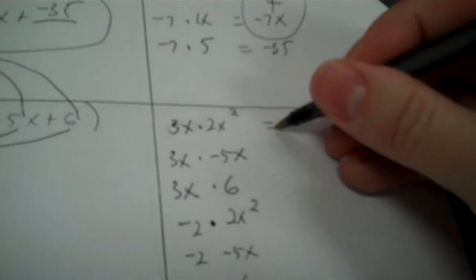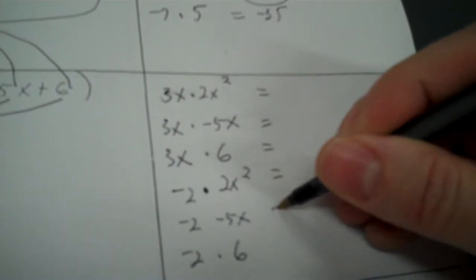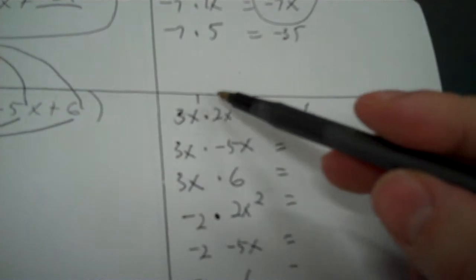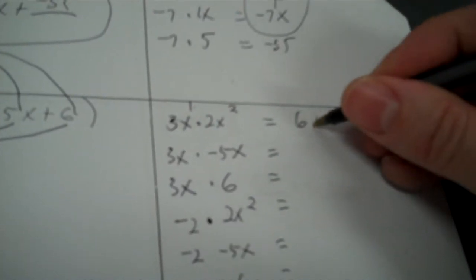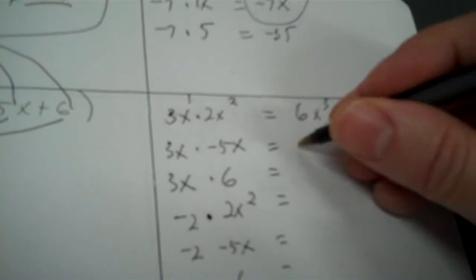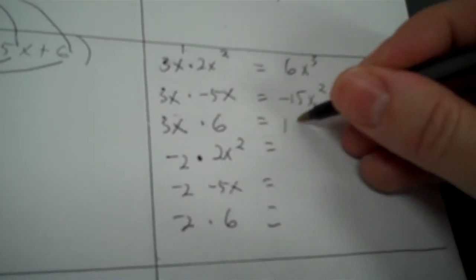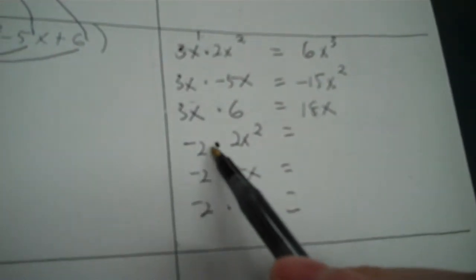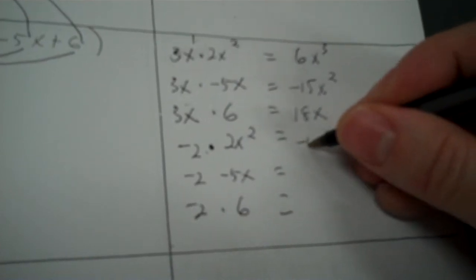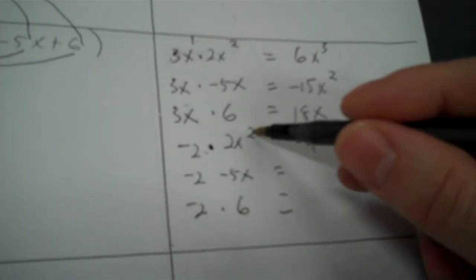Okay, now we find the 6 products. So 3 times 2 is 6. Now x times x to the second, I am going to put a 1 here and add the powers. That would be x to the power of 3. 3 times -5 is -15. Then x times x is x to the second. 3 times 6 is 18x. -2 times 2 is -4, and I just put x second.